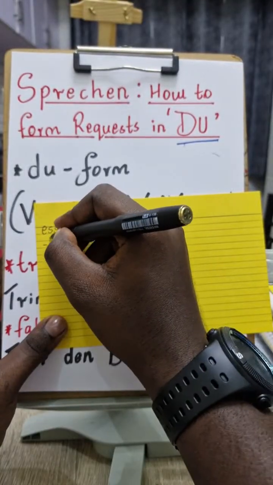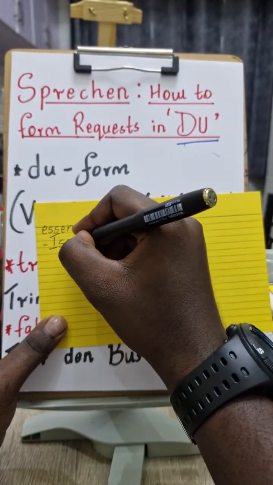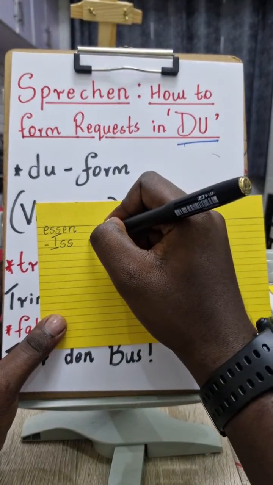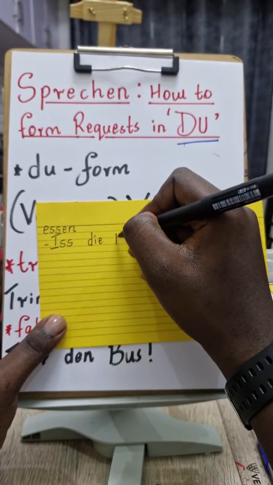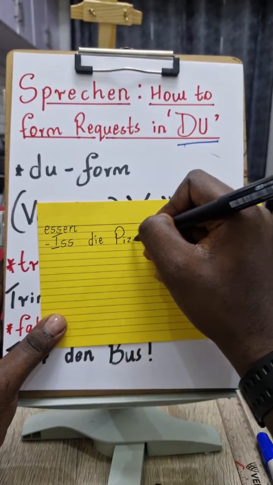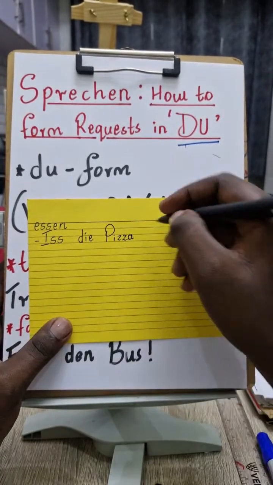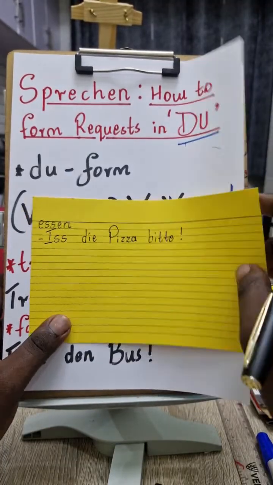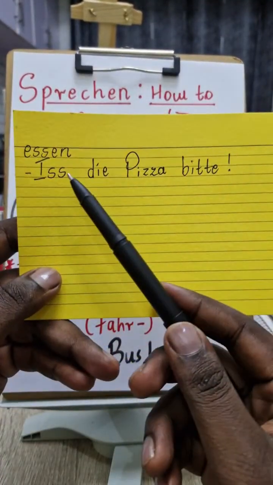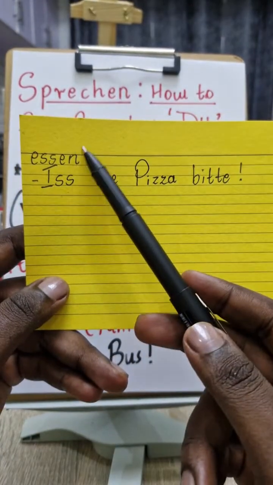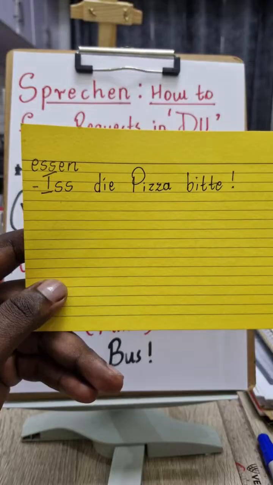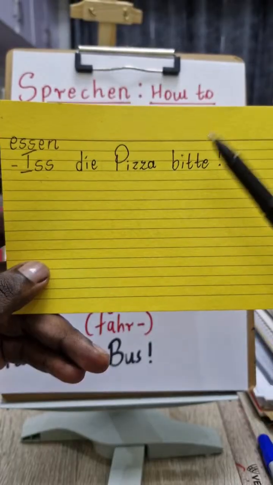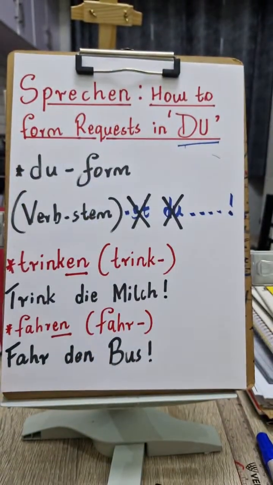You would now use in the du form something like this. So you want to tell somebody, eat the pizza, please. Now you would say, iss die Pizza bitte? Look at that. Also irregular. Now, normally essen is an irregular verb. Ich esse, but du isst, right? That's why you now say, iss die Pizza bitte? Eat the pizza, please. All right.